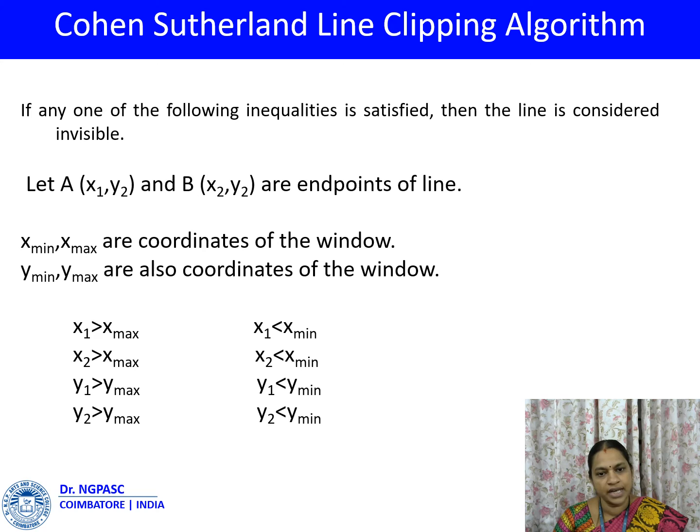So here, x1 greater than xmax or x2 greater than xmax, and likewise y1 and y2 greater than ymax, means it is beyond the maximum value of the boundary. So that will not be saved. Likewise, it should not be less than the minimum value either. If x1 is less than xmin, x2 is less than xmin, and y1 and y2 are also less than ymin, those points are also not saved, because the points should lie between the minimum and maximum values of the window boundary. Only then will these points be saved. Otherwise, the line will be considered invisible.